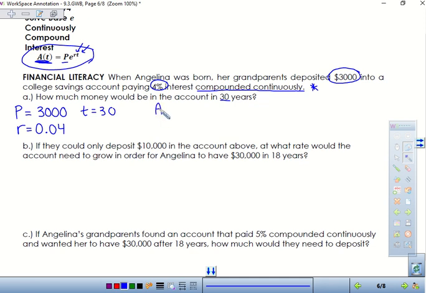A. So A is equal to P times e to the power of the rate times time. So you have the option of typing this whole thing into the calculator all at once, or you can do e to the power of this stuff times 3,000, whatever you feel more comfortable with. So 0.04 times 30. Don't forget when you put e to a power to close the parentheses. And then that's going to be times 3,000. So you should get 9960.35.